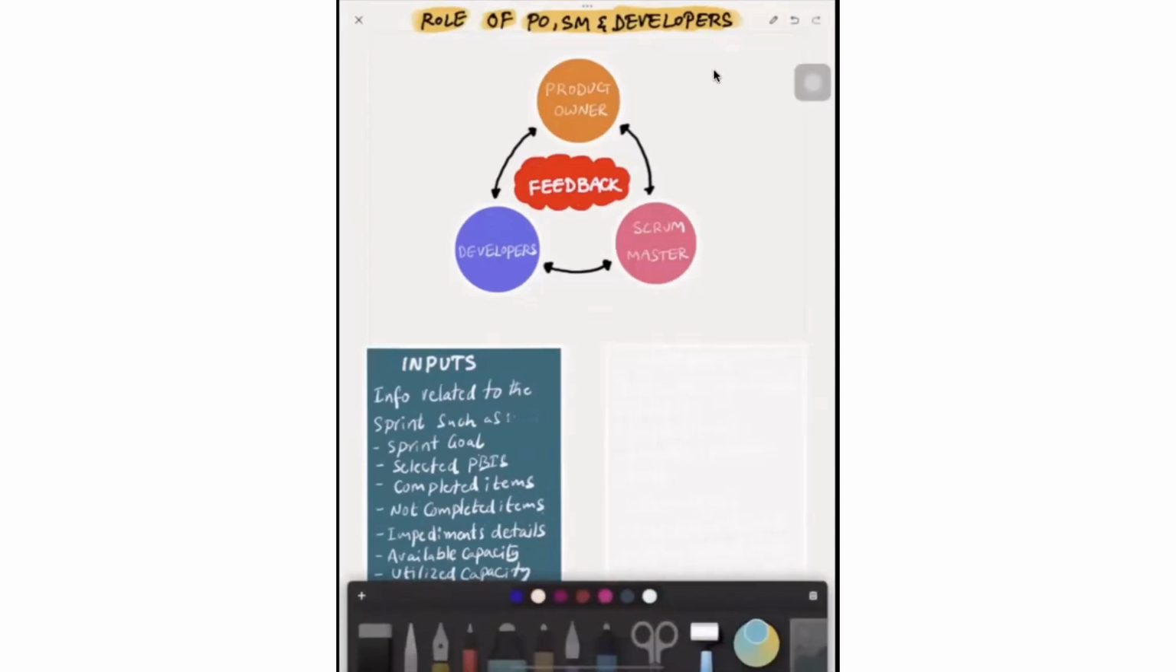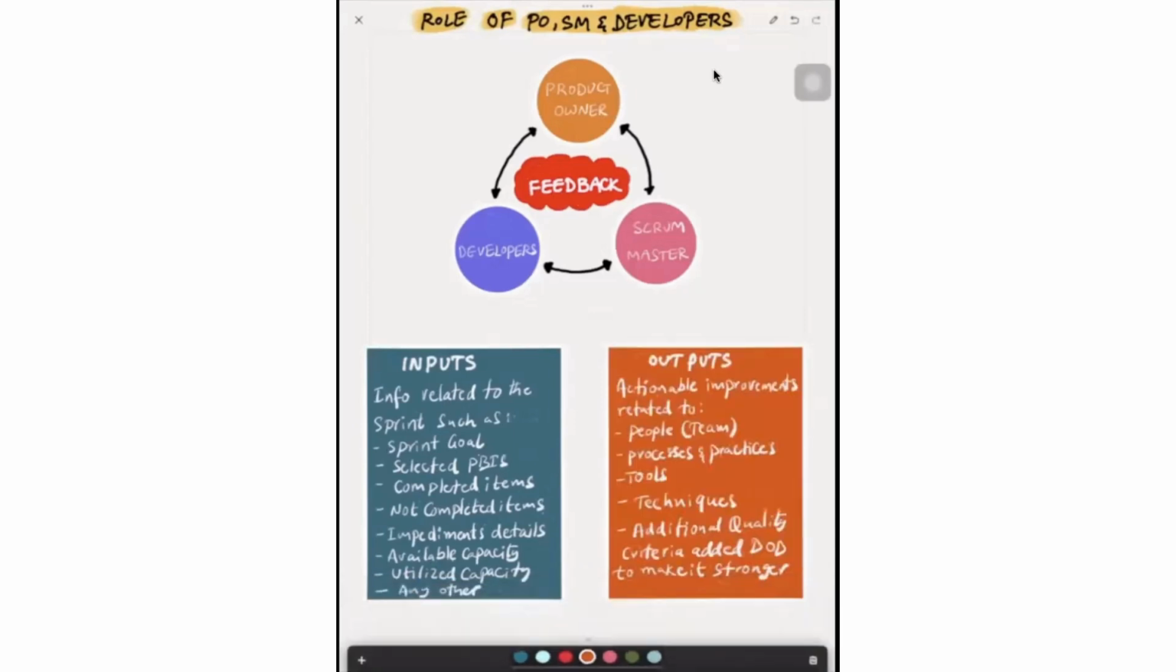What could be the possible output from the sprint retrospective? The actionable improvements related to people, which means the Scrum team with respect to their communication, collaboration, or interactions, processes and practices improvements, tools improvements, techniques improvements, or additional quality standards identified. These are called actionable improvements, which is the primary output of the sprint retrospective.